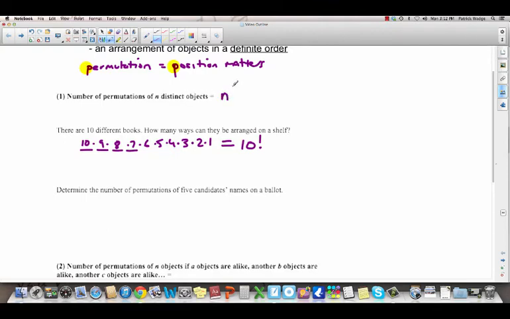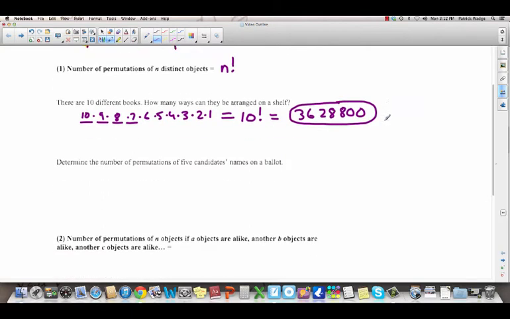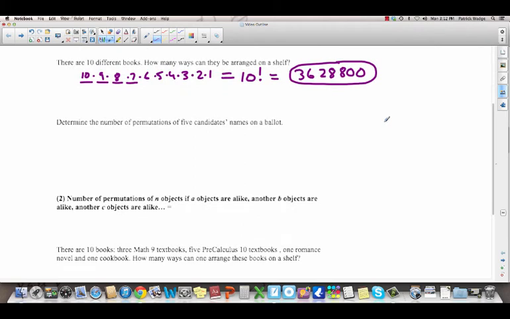It's n factorial. And for 10 factorial, if you have a scientific calculator, it should have a factorial button. If you throw it in your calculator, you will get 3,628,800. I want to impress upon you just how large these numbers get very, very quickly. If you want to arrange 10 books on a shelf, you could do it in over 3.5 million different ways. It's incredible.